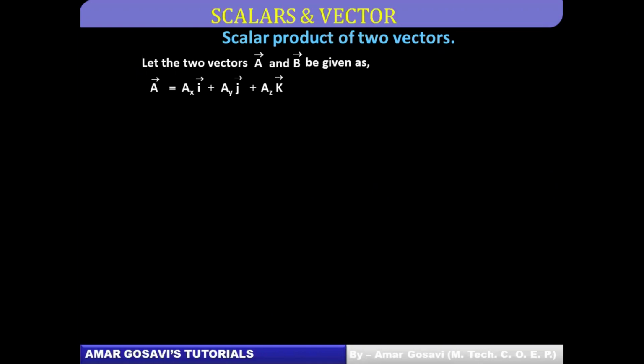Similarly, b bar will be represented as Bx i cap plus By j cap plus Bz k cap. So now I have two vectors and I have to take a dot product between them, or the scalar product between them. So let's move ahead and let's proceed with the calculations.